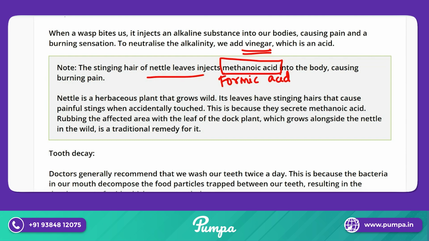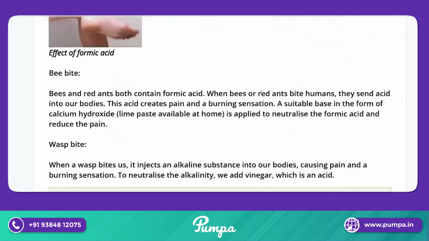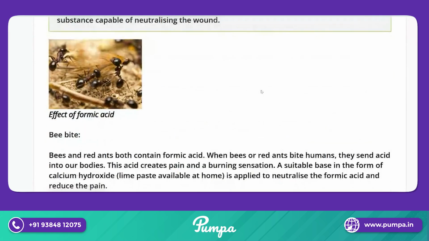Okay, so it is going to produce acid again. What happens? It causes burning pain. We need a base to settle it. So for that, what they will do is they will use the leaf of the dog plant. In the affected area, they will rub the area using the leaf of the dog plant, which also grows near these needle leaves. It is a traditional remedy they use. So this is one of the things for the bites of the ant, bee and wasp.